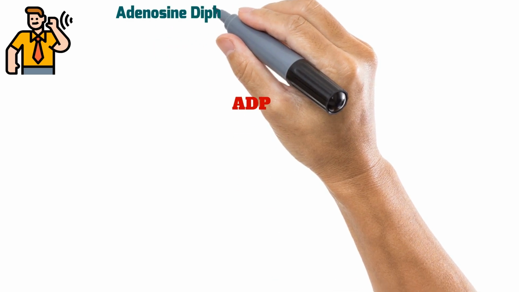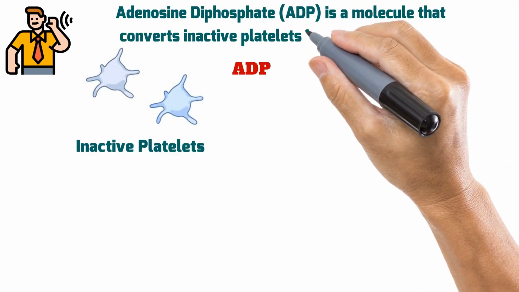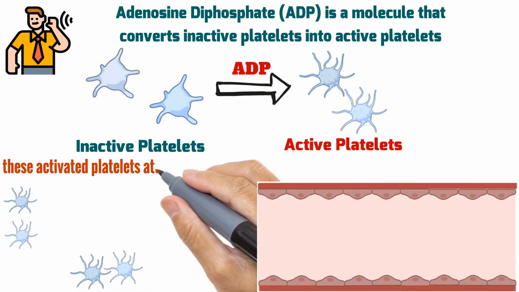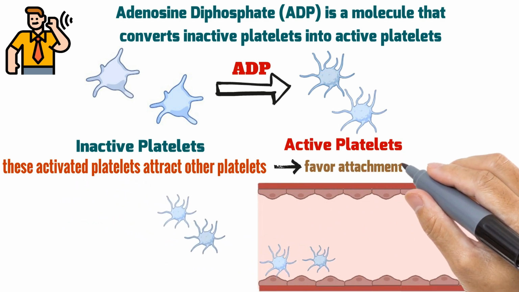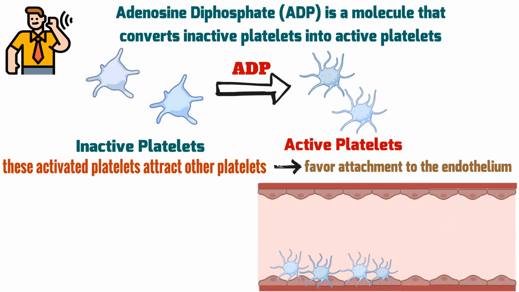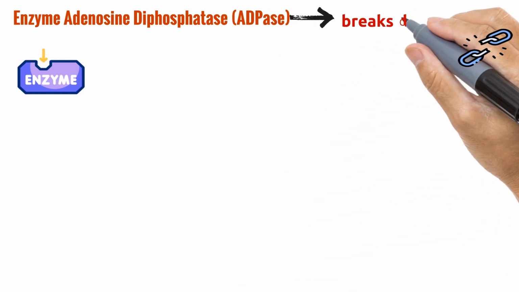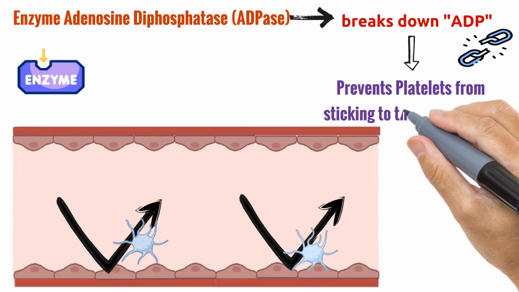Now, listen carefully. Adenosine diphosphate or ADP is the molecule that converts inactive platelets into active platelets. And these activated platelets attract other platelets and favor the attachment of platelets to the endothelium. The enzyme adenosine diphosphatase breaks down the ADP and prevents the platelets from sticking to the endothelium.